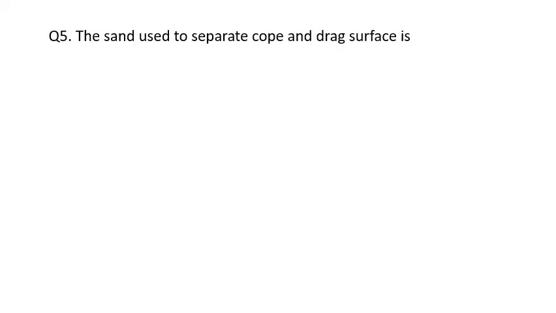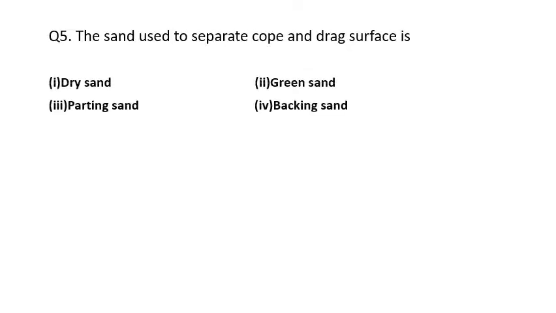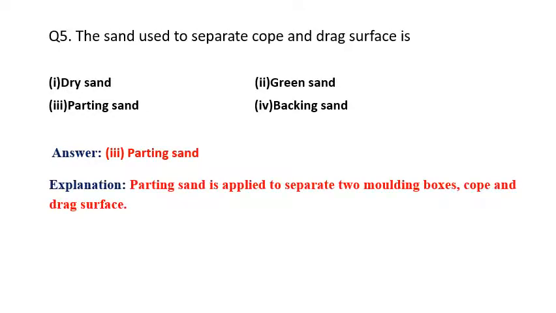Question number 5. The sand used to separate cope and drag surface is option 1 dry sand, option 2 green sand, option 3 parting sand, and option 4 backing sand. Answer is option 3, parting sand. Parting sand is applied to separate two molding boxes which are called cope and drag.